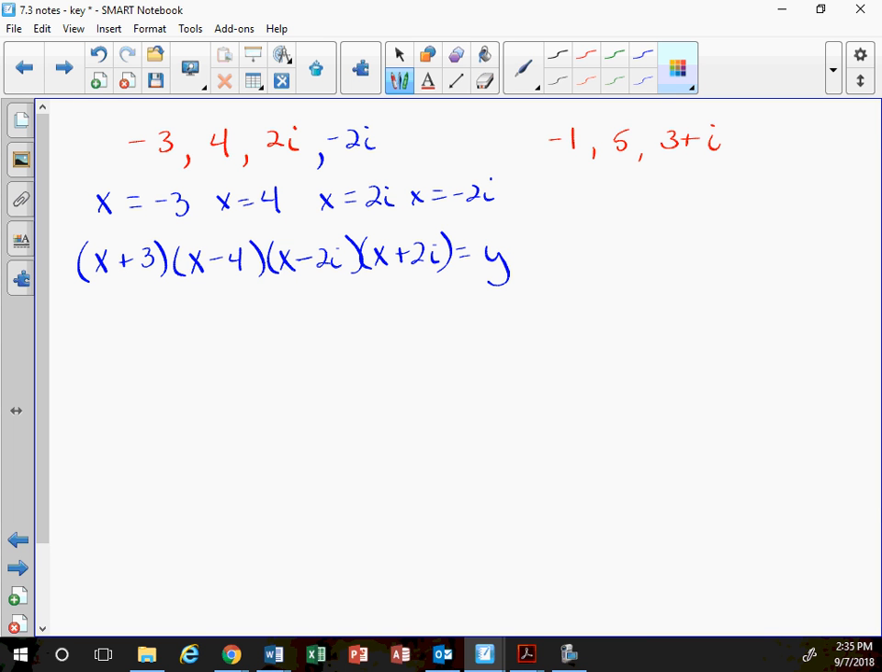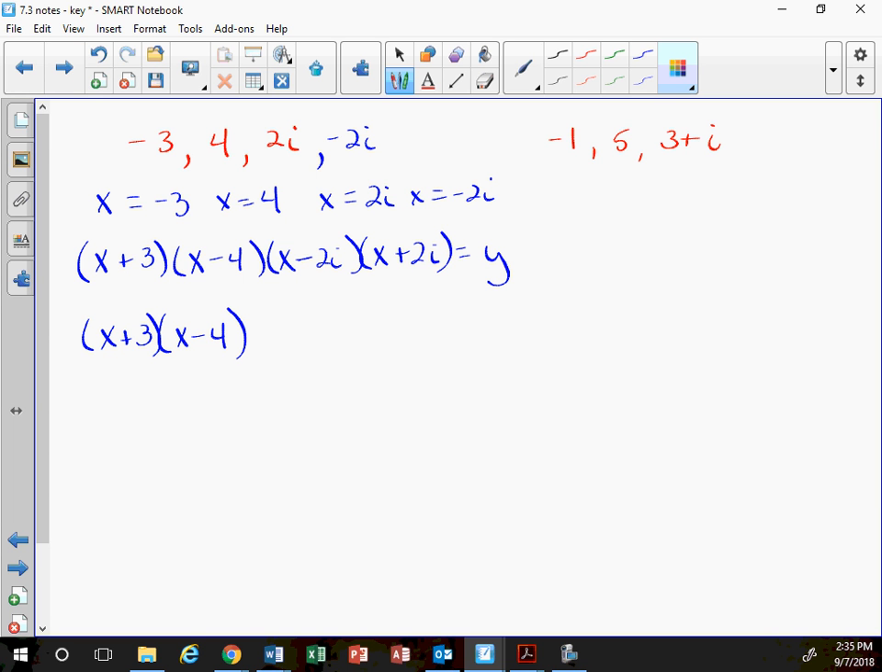No, you do not have to multiply out everything. You just have to multiply enough to get rid of the imaginary numbers. We have to multiply just a little, and then we'll be there. So x plus 3, does that have an i in it? No, so leave it alone. What about x minus 4? Nope, leave it alone. Okay, what about the next two?